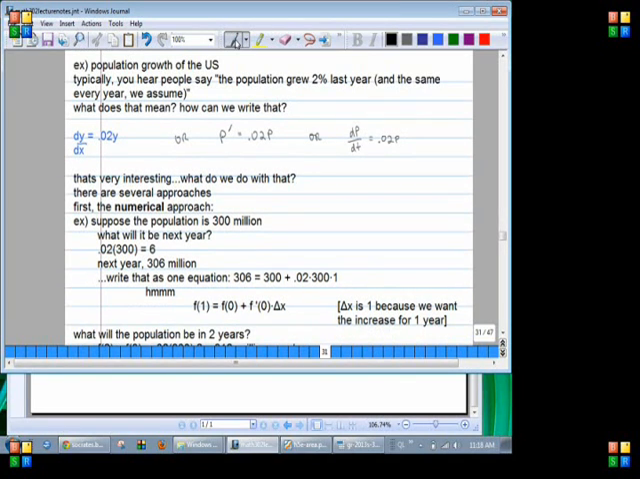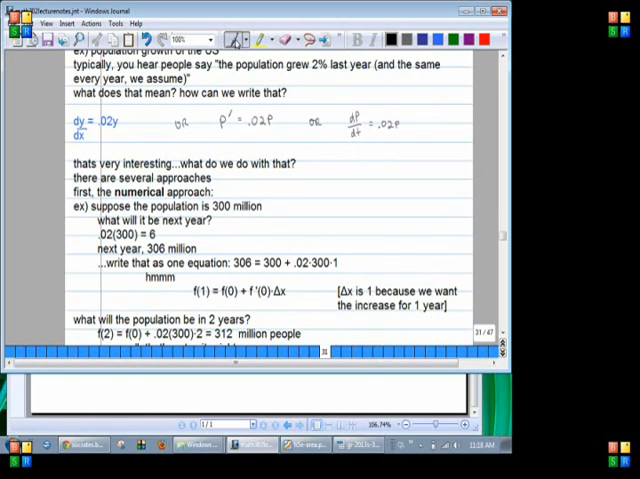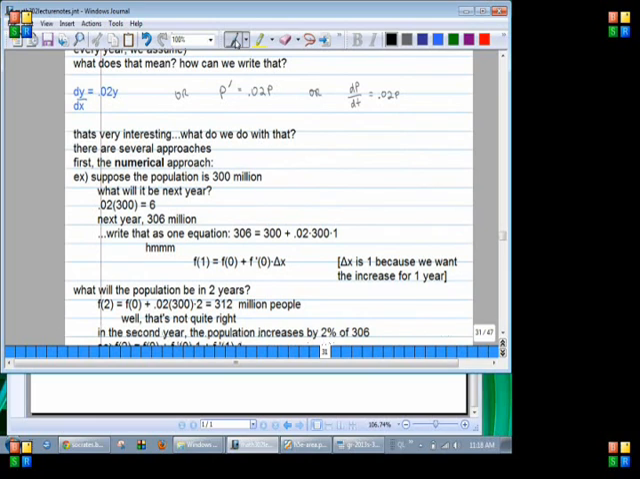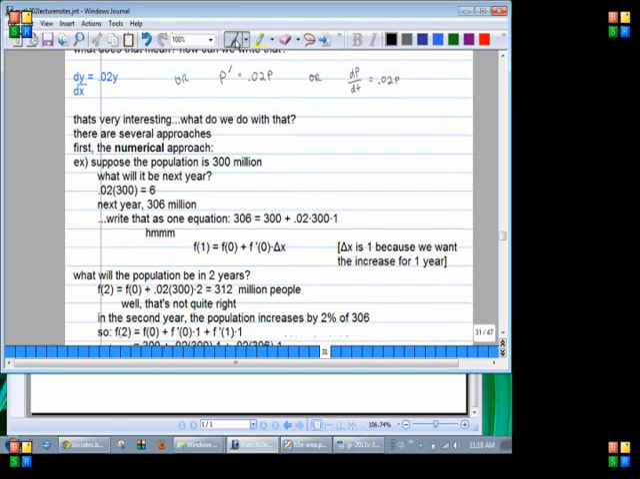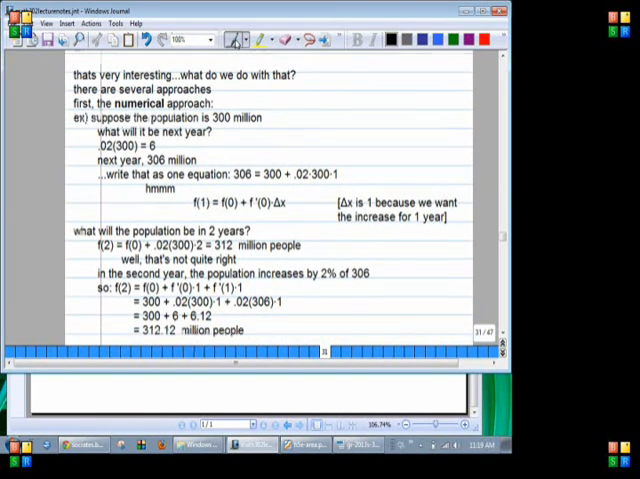Okay. What will the population be in 2 years? Right. So the lazy way to do this is to say, well, it's just going to go up another 2%, which is 6 million. But we know that's not right. It's more sensible to say, well, we know now that it's at 306 million, so I want it to grow by 2% of the 306 million. So you get 312.12 million people.